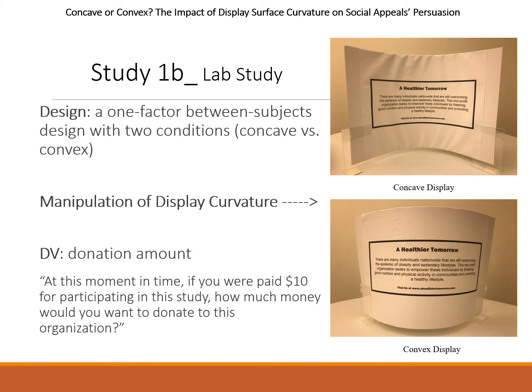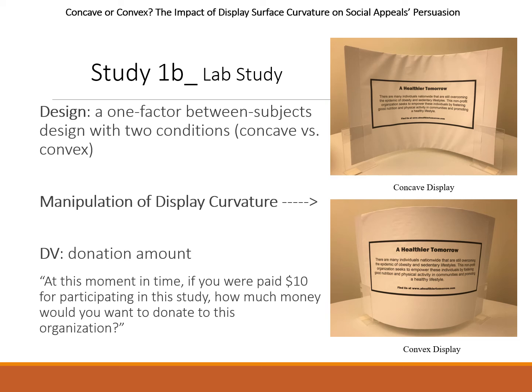Nonprofit charitable advertisements largely contain social appeals due to their charitable, pro-social nature and their concern with others' well-being. So in this study, we took participants to individual workstations where there was a charitable appeal board and a paper questionnaire. Participants were told to complete a donation task. Specifically, they were instructed to view the message either on a concave display or convex display. This is a between-subjects design.